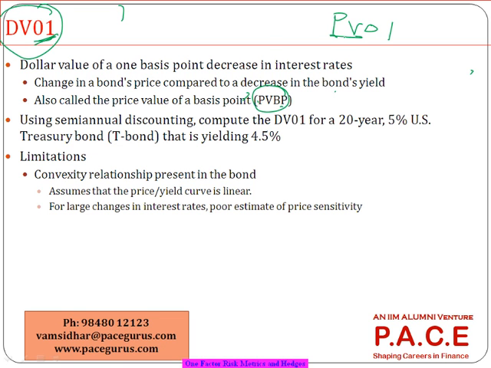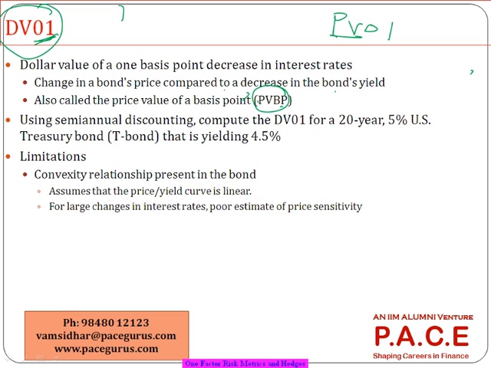That's where PV and DV are used. DV is a US term, basically the dollar value, while PV is a very common word. Sometimes they use 0.1 as well, which is also nothing but 1 basis point. So what we are saying is, if the interest rate changes by 1 basis point, what is the impact on the price?